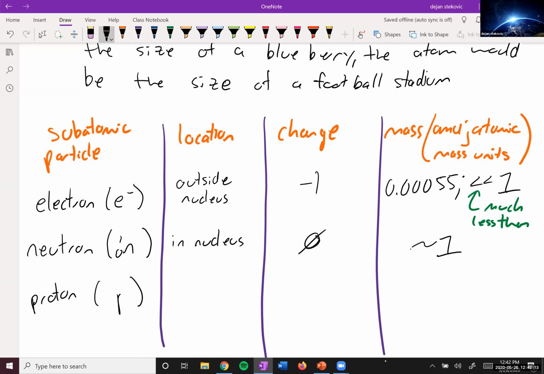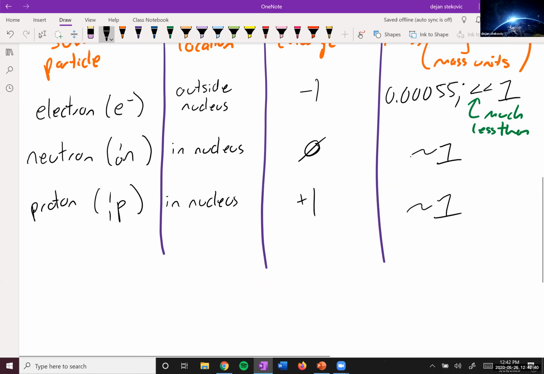And then finally, we have the proton. The proton gets the symbol of a P with a 1 in the top left and a 1 in the bottom left. It, along with the neutron, is located inside the nucleus, and it has a charge of +1. The proton is positive. Like the neutron, it has an atomic mass of approximately 1. Right, so you can see that the electron weighs much less than the proton and neutron.